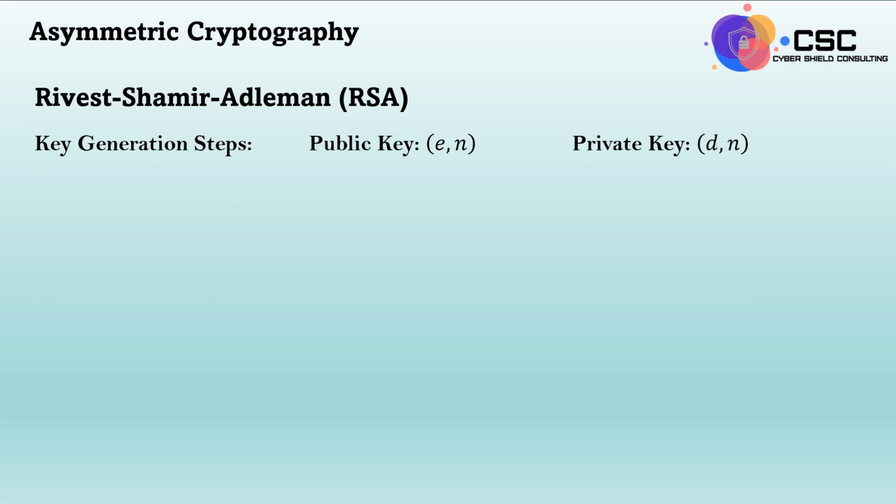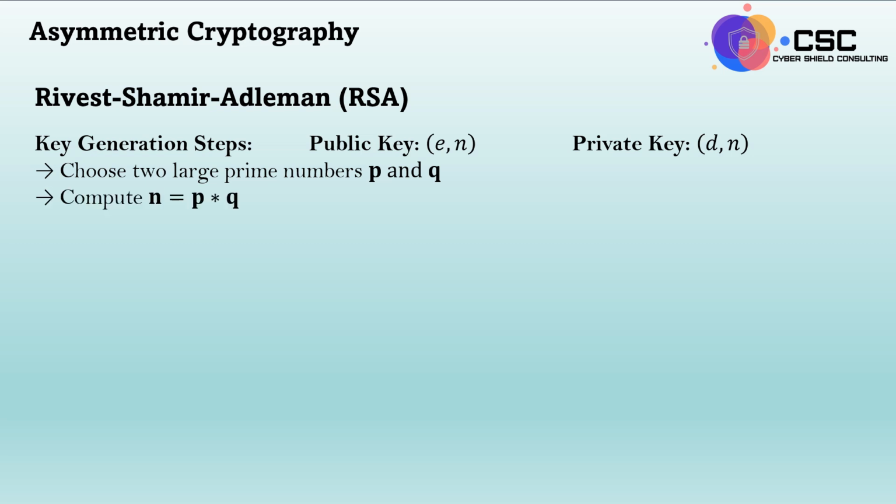RSA begins with the generation of two large prime numbers represented as p and q. These prime numbers are carefully chosen because their product forms the basis of RSA's security strength. Once we have these two numbers, we compute n, which becomes a part of both the public and private keys. The value n is crucial because it determines the complexity of breaking RSA encryption. Next, we compute Euler's totient function. This function is calculated as (p - 1) multiplied by (q - 1).